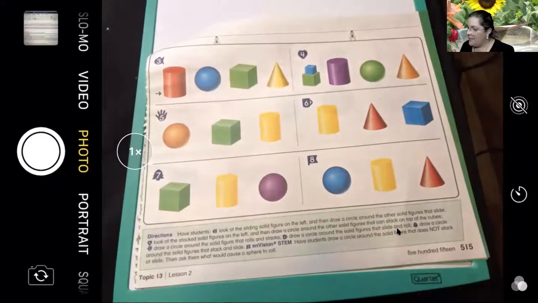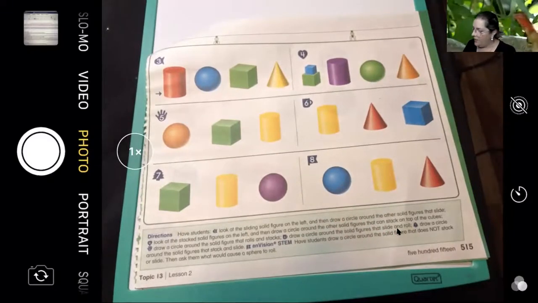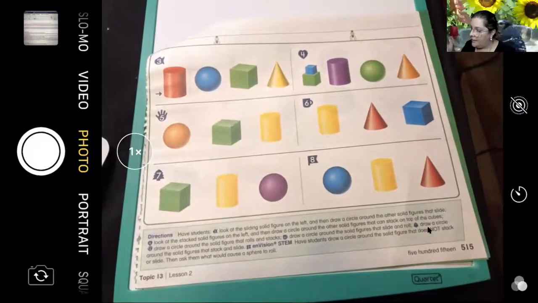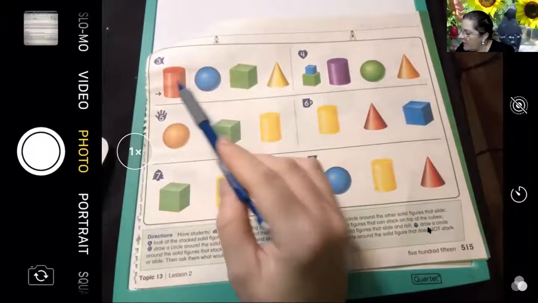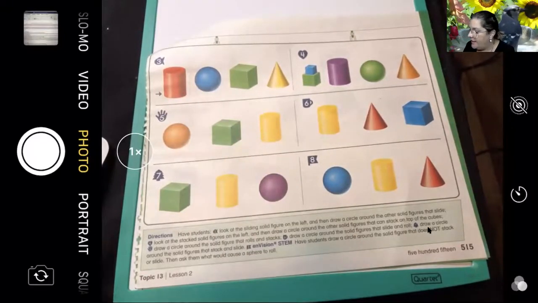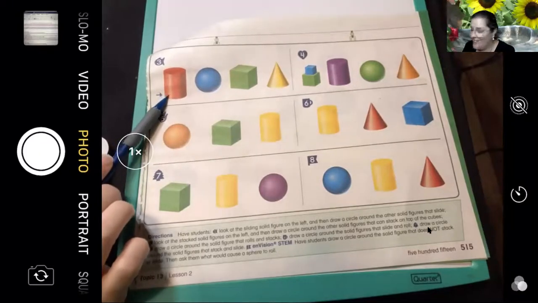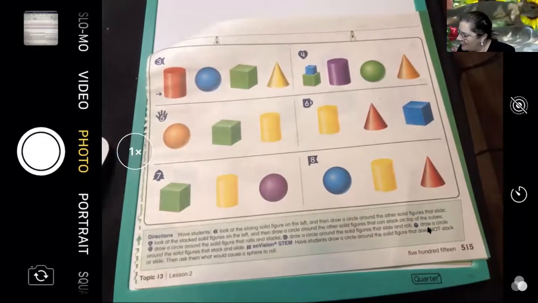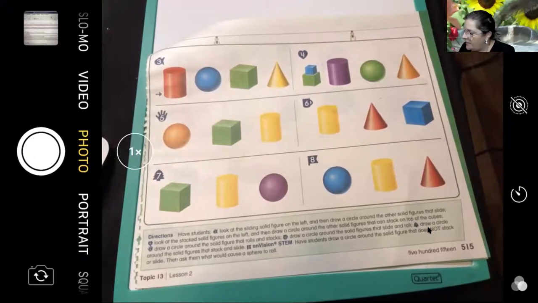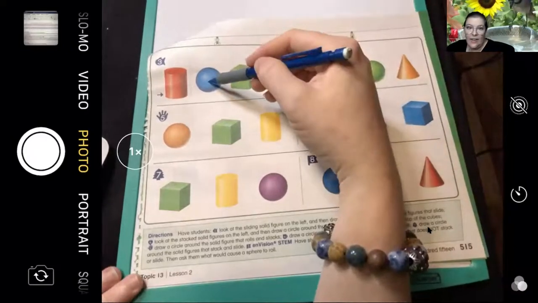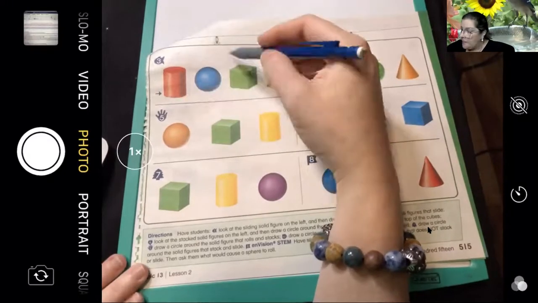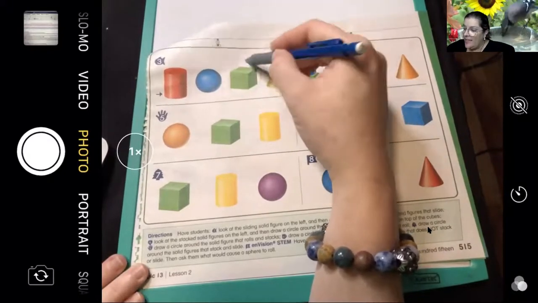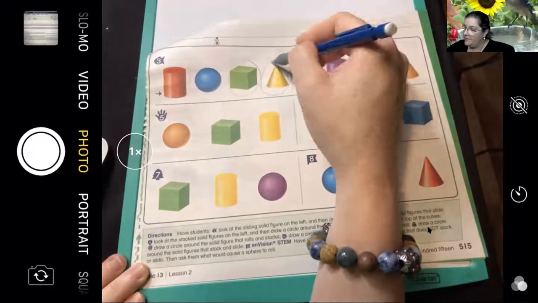We're going to do the same thing for 3 and 4. So on number 3, let's look at the sliding solid figure on the left. So the sliding cylinder. And then you're going to draw a circle around the other solid figures that can slide. Now the thing that helps them slide is they have a flat side. So which of these solid figures also have a flat side? Not the sphere. The cube does, and so does the cone.